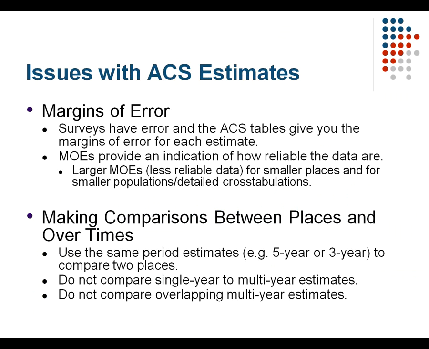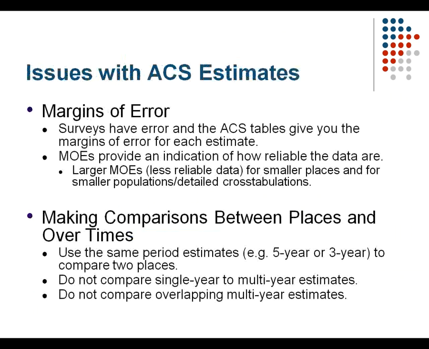And so some estimates are going to be more reliable than others. And the margin of error is a measure of how reliable we think the data are. The ACS data for big places like states are going to be pretty reliable with pretty small margins of error. The data for small places are going to be less reliable, and they're going to have bigger margins of error, and we'll show an example of that.